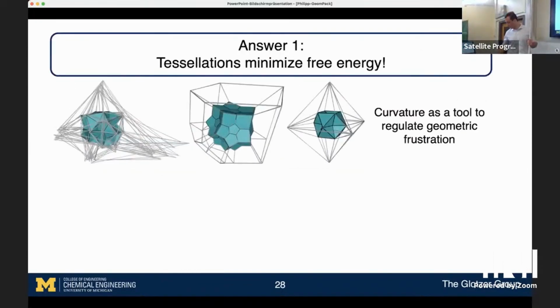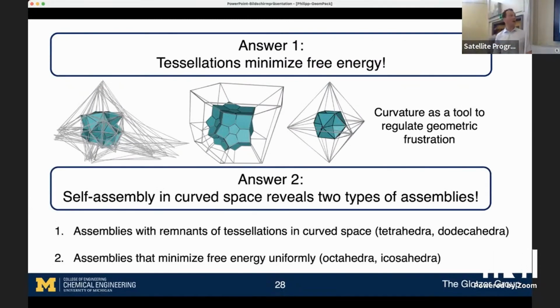I don't know if I might be a little bit fast here, but this is pretty much what I wanted to talk about. So basically, I could answer these two questions. First of all, tessellations are not only ideal in terms of packings, but they seem to be universally ideal in terms of free energy minimization. And I also could show that the space curvature can be seen as a tool to regulate geometric frustration.